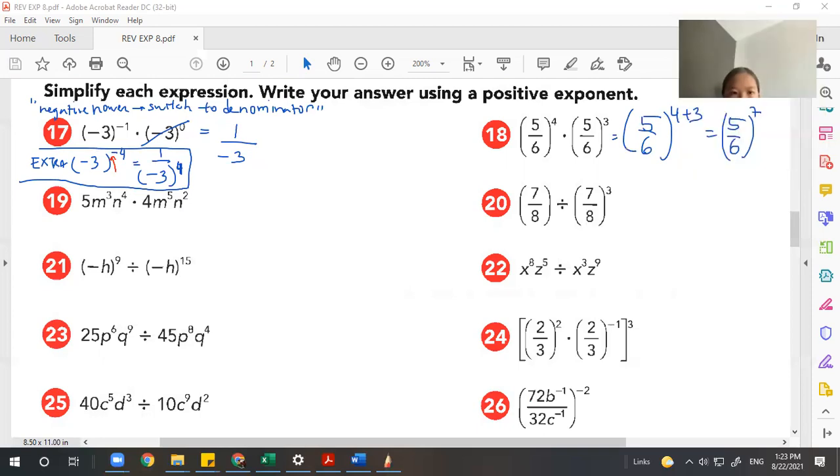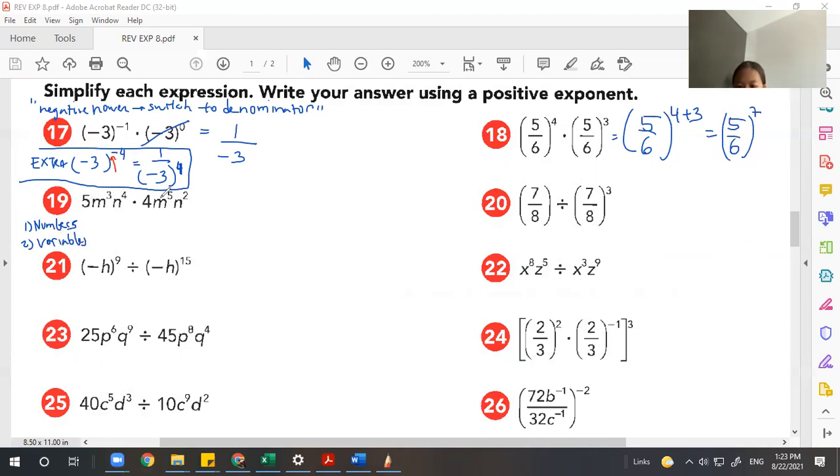No question? Okay, now number 19. We have 5 m cubed n power 4 times 4 m power 5 n power 2. Remember one rule: look at the number, look at the same variables. First look at the number, so you have to focus on the numbers or the integers. And second, you have to focus on the variables.